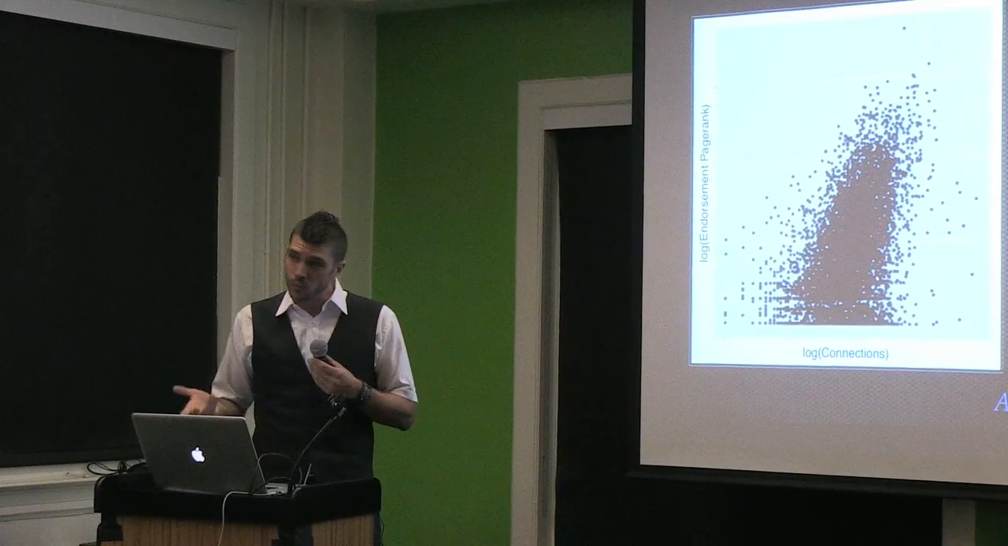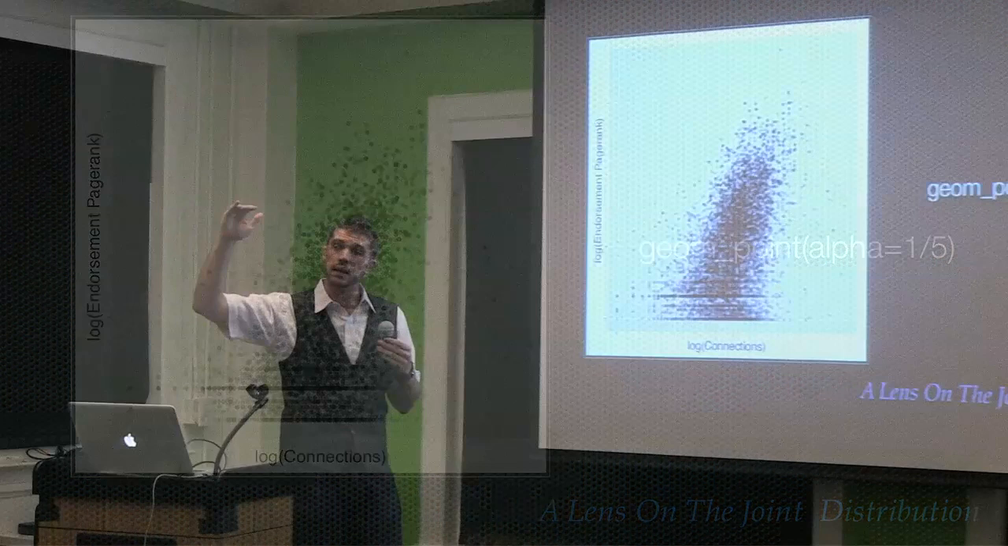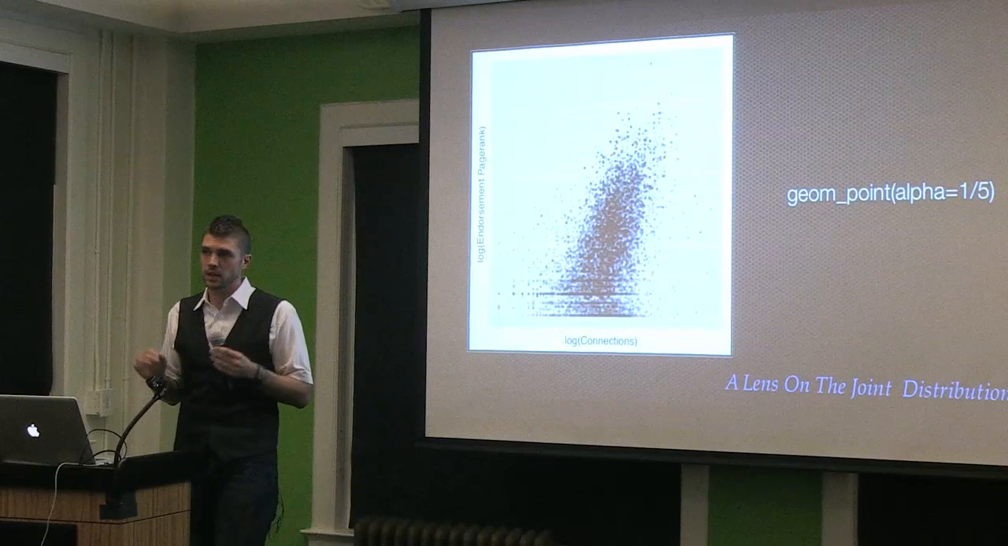So one effective technique for dealing with overplotting is to use the alpha parameter, which changes the opacity. Here, in this case, you have to have 5 points all stacked on top of each other to get no opacity in the point. And so you can begin to see there's this horizontal banding, and you get a more fine-grained picture of the distribution. But this is still somewhat unsatisfying.